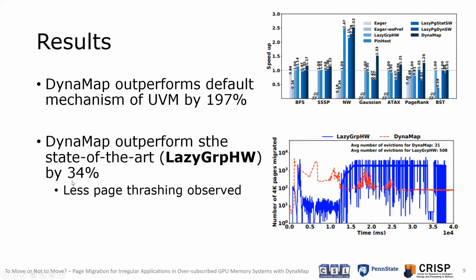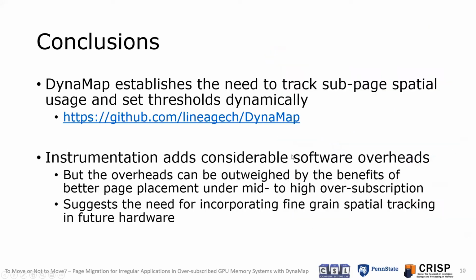So to explain the improvement, we attribute this to the reduction of thrashing. So look at this graph. It clearly shows the average number of migrations and evictions decreases largely compared to the hardware access counters. So more details are revealed in the paper if you are interested.